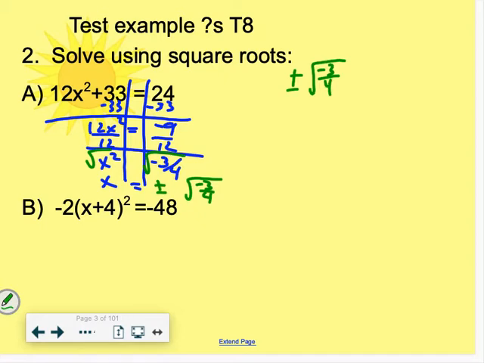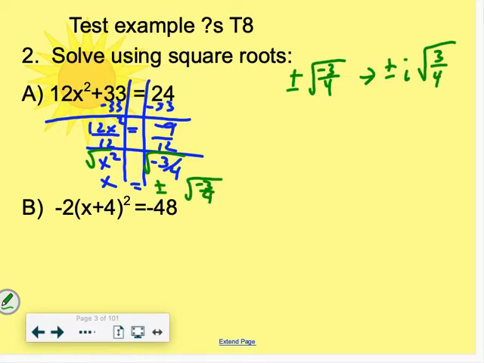So the first rule is we can't have a negative. So I would first change this to i times the square root of 3/4. Because remember, the square root of negative 1 is i, so it's an imaginary number.